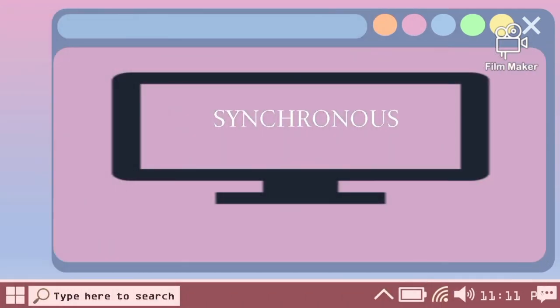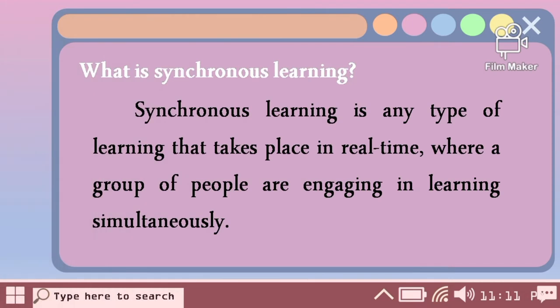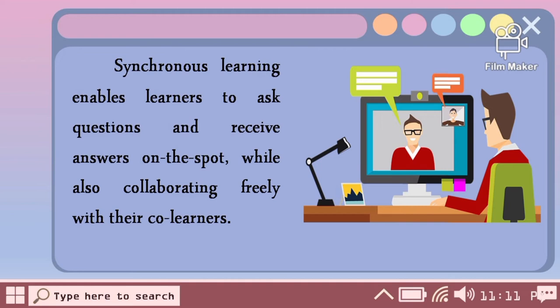First is synchronous distance learning. What is synchronous learning? Synchronous learning is any type of learning that takes place in real time, where a group of people are engaging in learning simultaneously. Synchronous learning enables learners to ask questions and receive answers on the spot, while also collaborating freely with their co-learners. It means a learning experience that relies upon the internet.